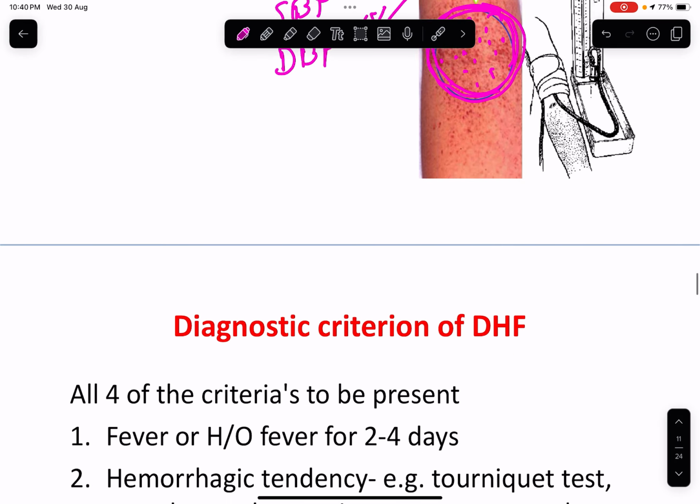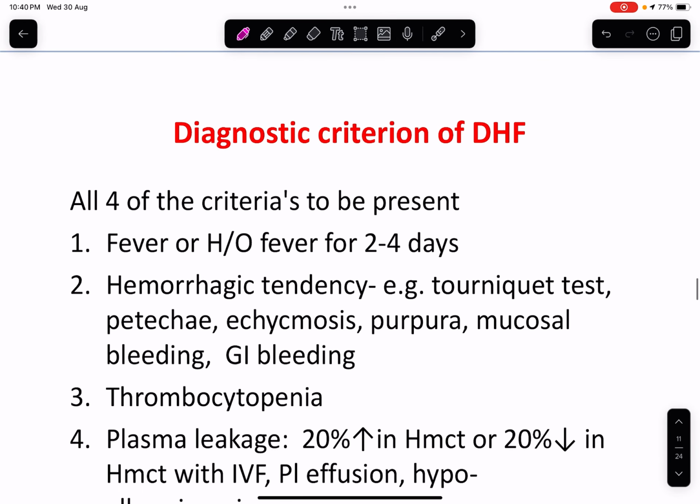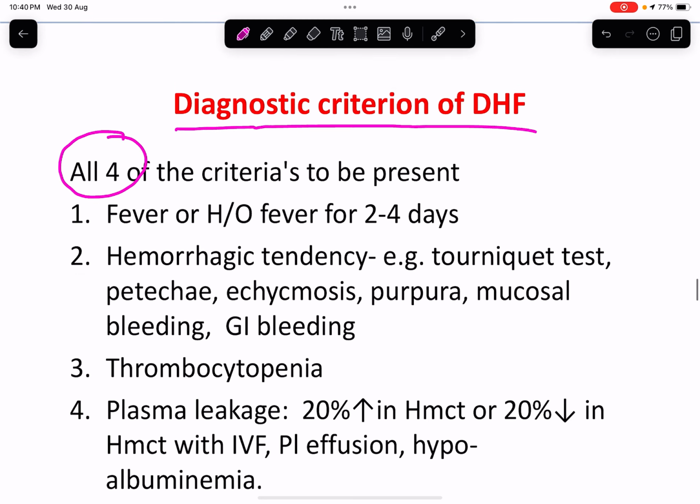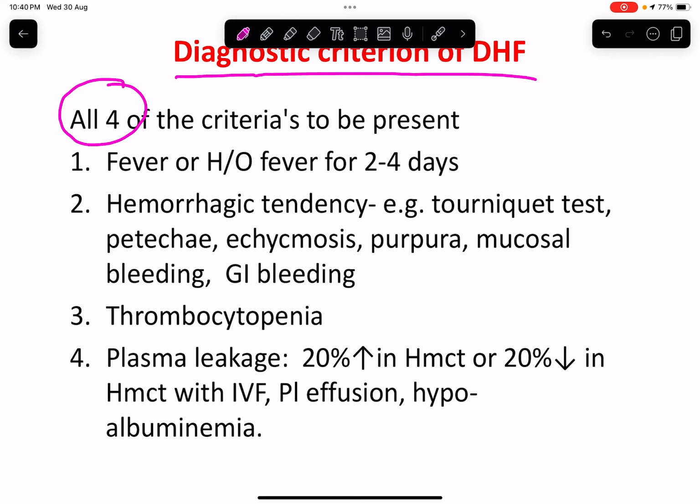Okay, dengue hemorrhagic fever. Now diagnostic criteria for dengue hemorrhagic fever: all 4 of the following criteria have to be present. Patient should have fever. As the name suggests, dengue hemorrhagic fever, so patient should have fever, hemorrhagic tendency, thrombocytopenia and plasma leakage. So fever, hemorrhage, thrombocytopenia, plasma leakage.